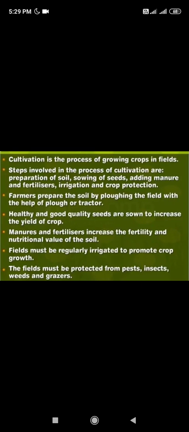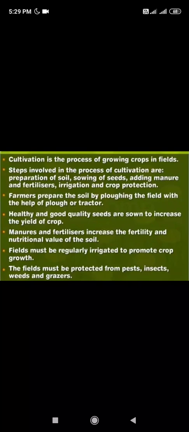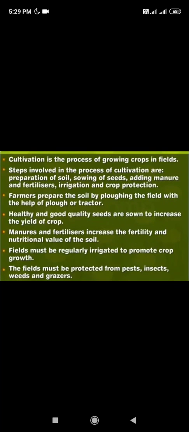And now let us have a recap. First, cultivation is a process of growing crops in a field. And the steps involved in the process of cultivation are preparation of soil, sowing of seeds, adding manures and fertilizers, irrigation and crop protection. Firstly, the farmer prepares the soil by plowing the field with the help of a plow or tractor.